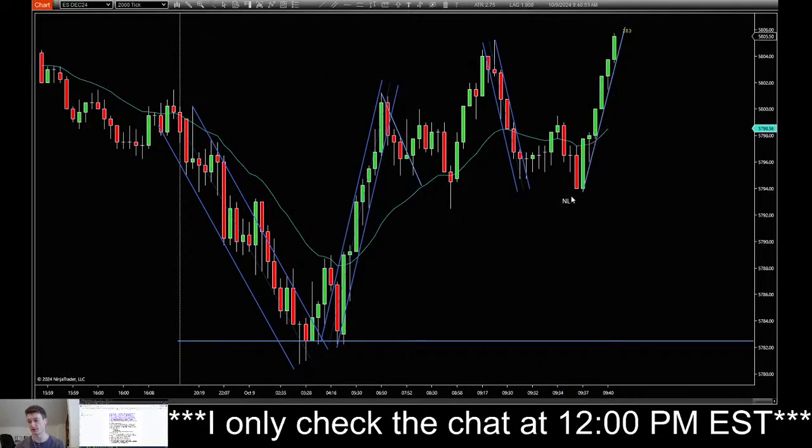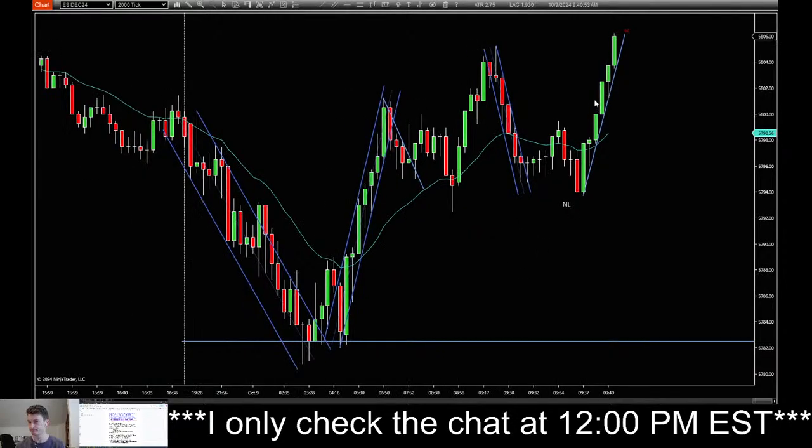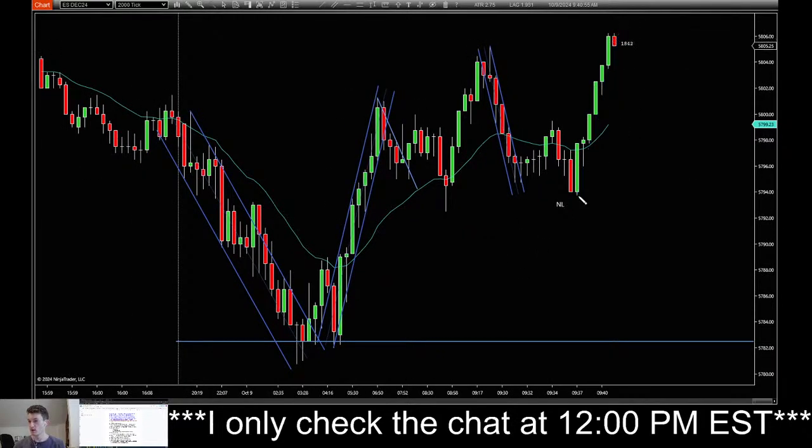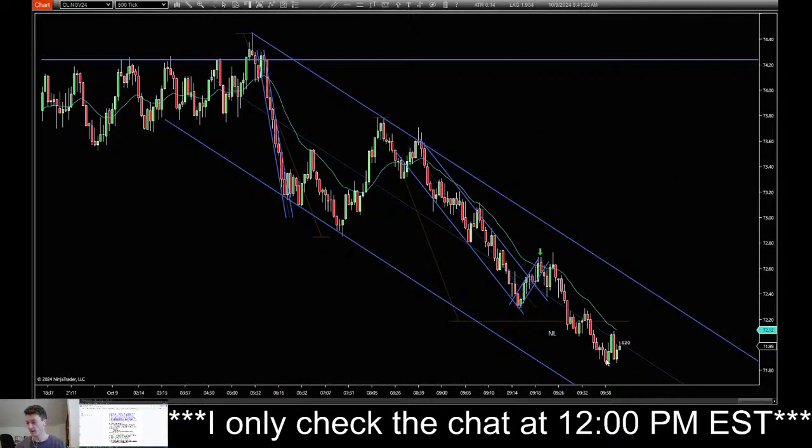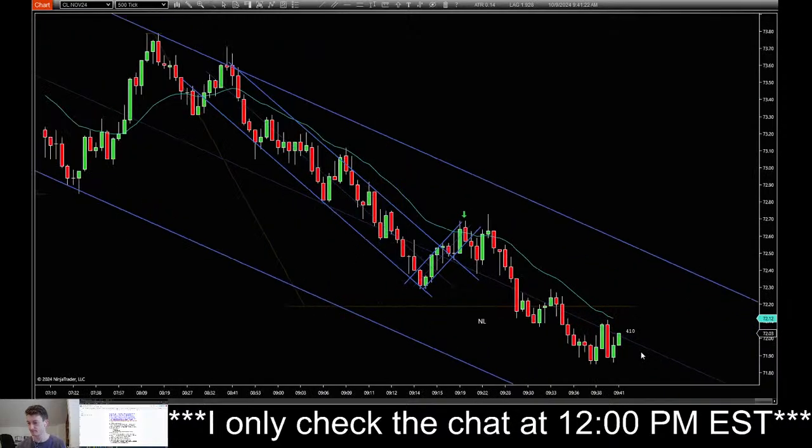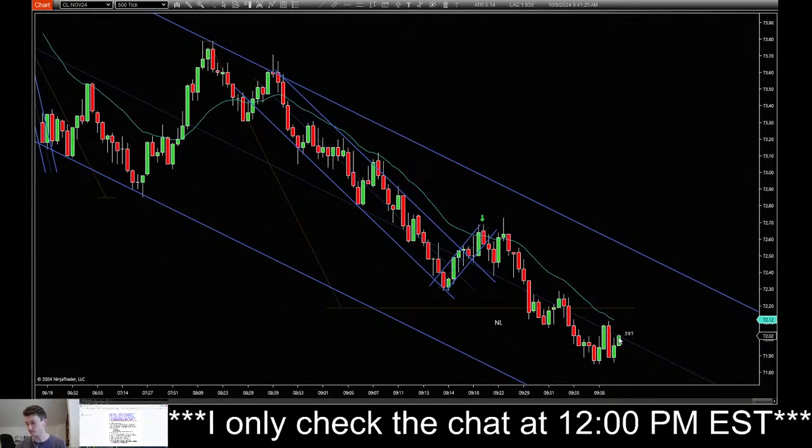Let's go ahead and remove this on the ES. Looks like we'll probably be continuing higher on ES. If there is any support, it's probably about here. So I'd consider a second entry short here off the EMA with a good signal bar.